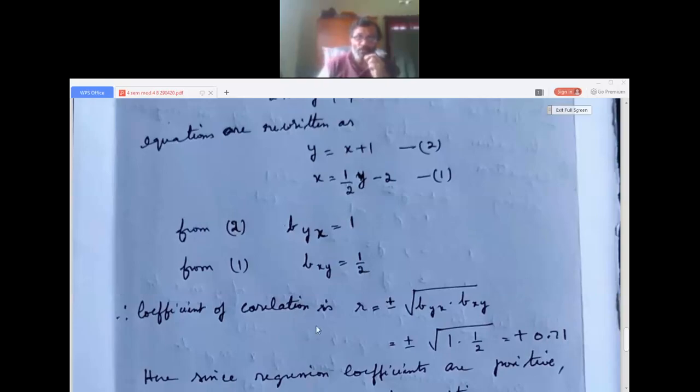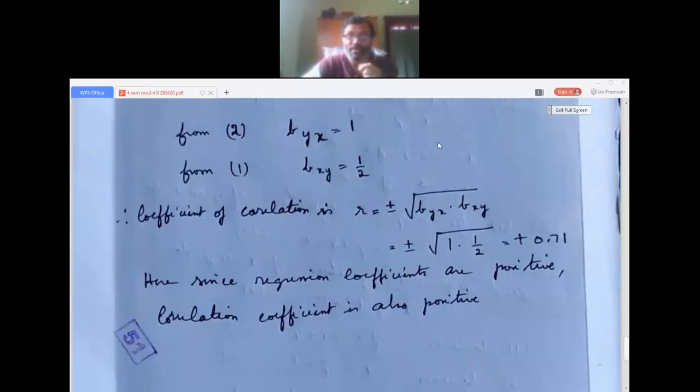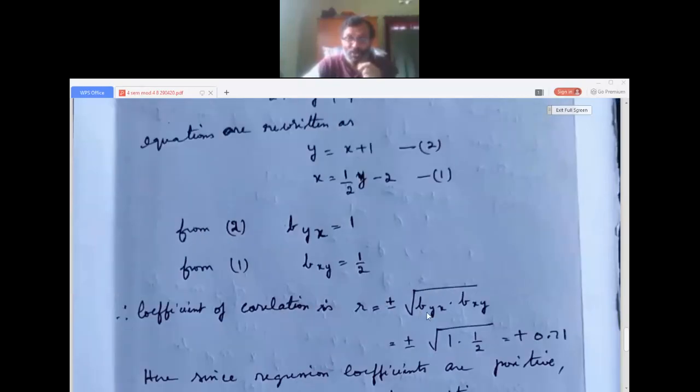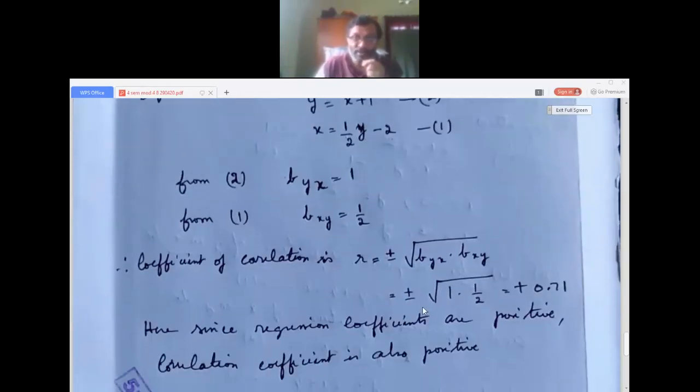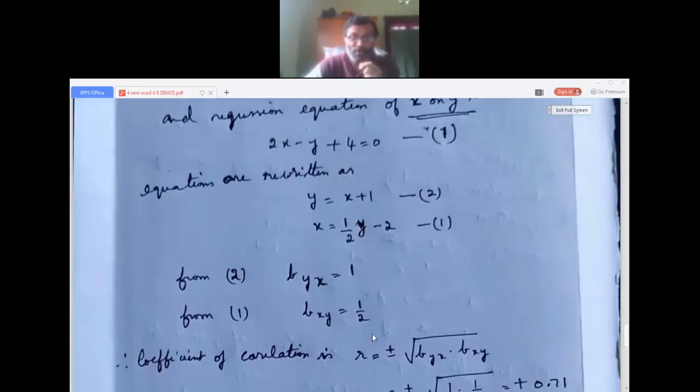So now the coefficient of correlation r is plus or minus the square root of byx into bxy. That will be plus or minus the square root of 1 into half, which is approximately plus or minus 0.71. Just check your calculator. Because both byx and bxy are positive, the coefficient of correlation r will be positive. If both were negative, r would also be negative. Since the regression coefficients are positive, the coefficient of correlation is also positive. This will be the correct answer.